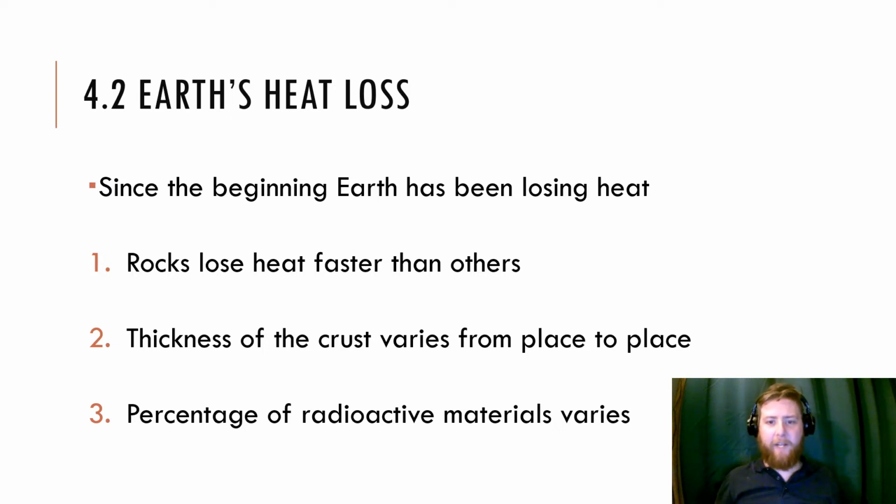So, since the beginning, Earth has been losing heat. We've been radiating heat back out to space. So where do we lose heat? Number one, some rocks lose heat faster than others. Some rocks lose heat very fast, some hold on to it for a long time. The difference here also is from the thickness of the crust. From place to place, the crust is thinner or the crust is thicker. In the thicker parts, the heat isn't lost as fast. In the thinner parts, the heat is lost very readily. And the third thing is the percentage of radioactive materials varies. There's a different amount of radioactive material in different spots. There's pockets of radioactive material that cause a lot of heat in certain places.